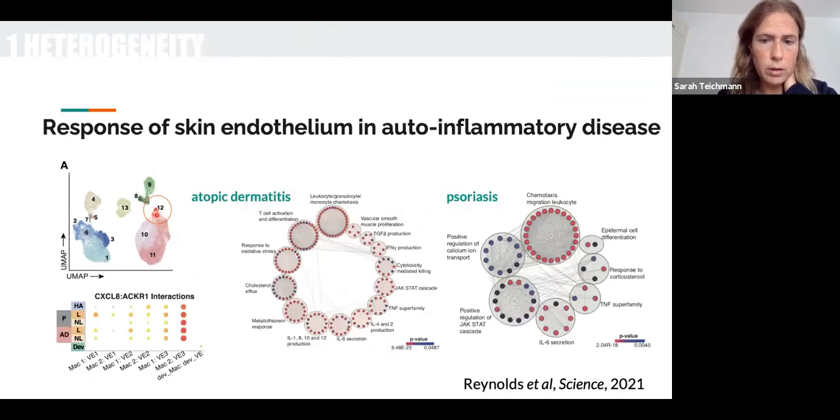And when we compare their abundance in healthy skin, we see significant expansion of this population in the autoinflammatory disease samples that we studied in the same work, atopic dermatitis and psoriasis. And when we predict which cells that endothelial population is interacting with, unsurprisingly, based on the cytokine chemokine expression, it's immune cells, in particular this skin-specific macrophage population. And so we predict that this venous endothelial cell population that's signaling to the macrophages plays a role in the response of the skin in autoinflammatory disease.